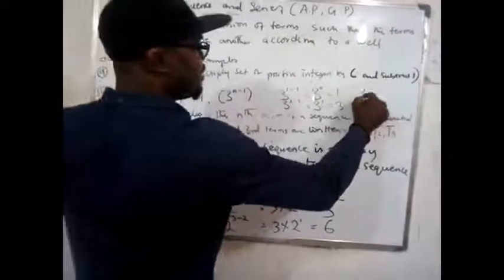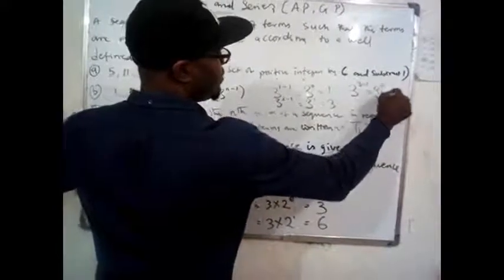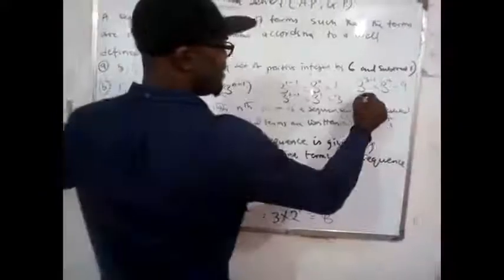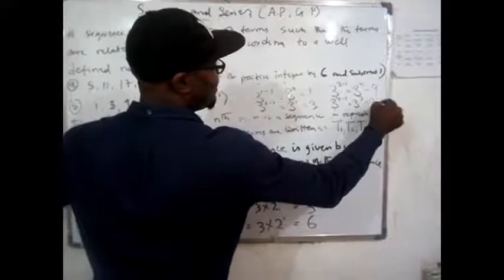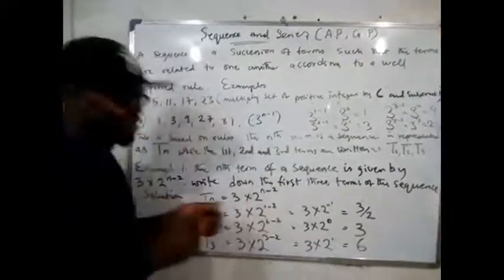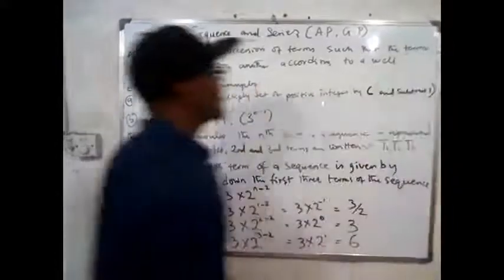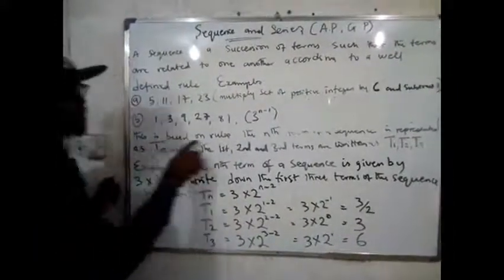We also say 3 to the power 3 minus 1, which is 3 squared, equal to 9. How did we get 27? 3 to the power 4 minus 1, which is 3 to the power 3, which is 27. So once we obey this rule by incrementing n from 1 up, we get this whole sequence. That is what we call a sequence: any succession of numbers or terms that obey a defined rule. All of this is based on rules.